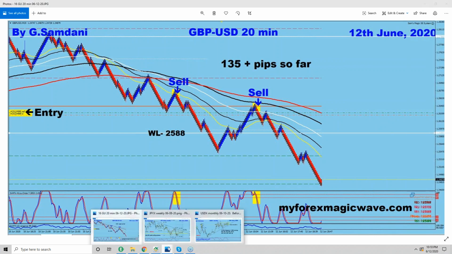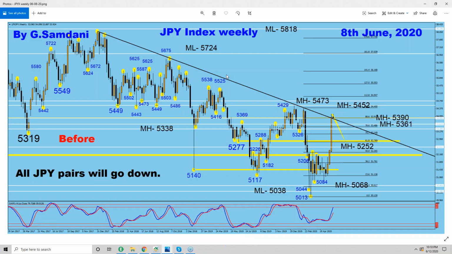For example, the yen, all the yen pairs. Why did I take all the yen pairs short? It is because of the yen index. On the yen index weekly chart I made on the 10th, I said this is going to drop from here to 50 to 52, straight down there. And when the yen index drops, the yen gets strong, and the yen is always on the right hand side. So I wrote it down here.